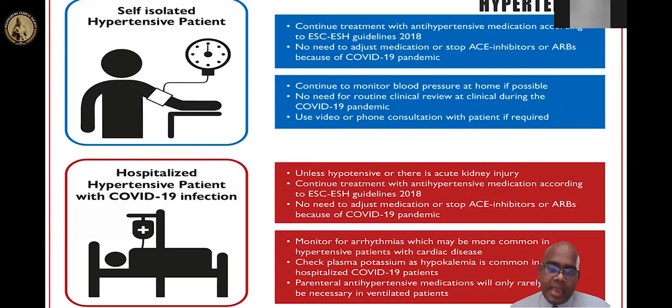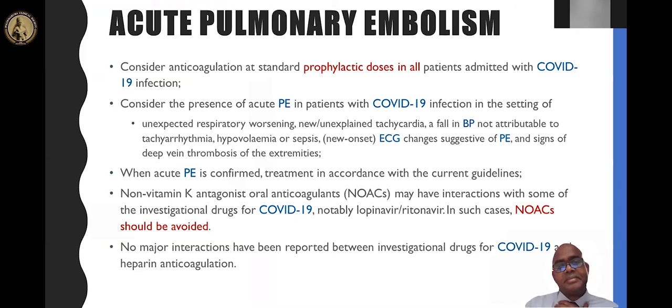In hospitalized patients, the same guideline rules apply, but always be vigilant to check plasma potassium levels, as it is very common to have hypokalemia or low potassium levels in severe COVID-19 infected patients. So this could cause malignant arrhythmias, and even long QT with the COVID drugs you have to be aware of. Usually the oral route is preferred; unless the patient is ventilated or not tolerating NG feeds, you don't have to go for parenteral. You can always continue the oral medications.